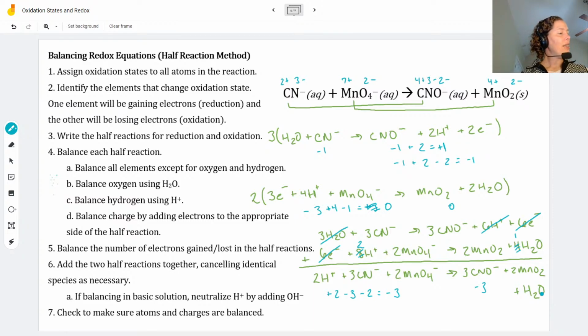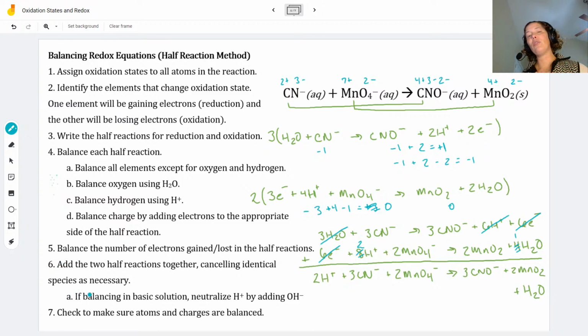Yikes. I was going to do the next one and put it in basic solution, but there's no way I can get through that in 5 minutes. So what I'm going to do is put this one in basic solution. I'm going to need some space, so I'm going to take my little side calculations off there.